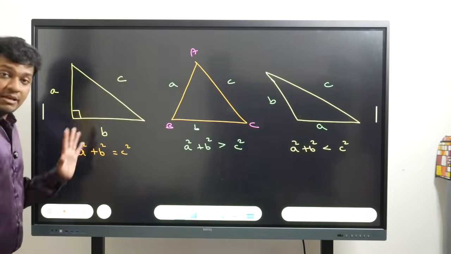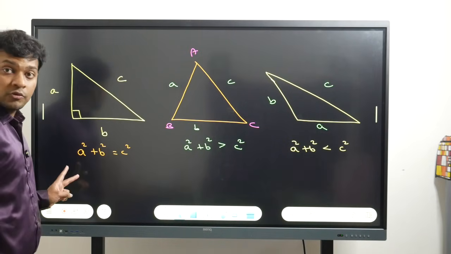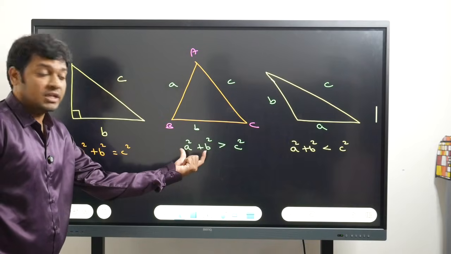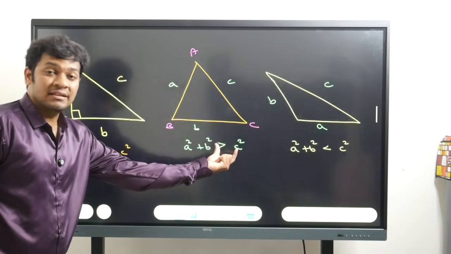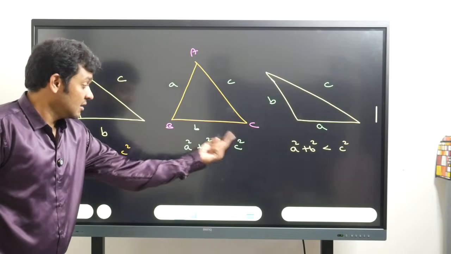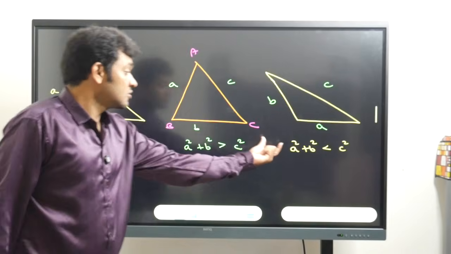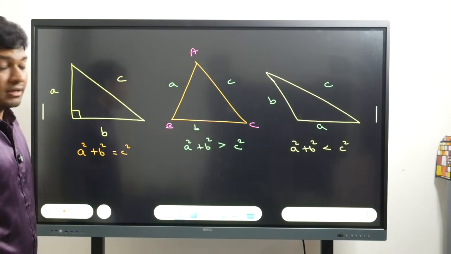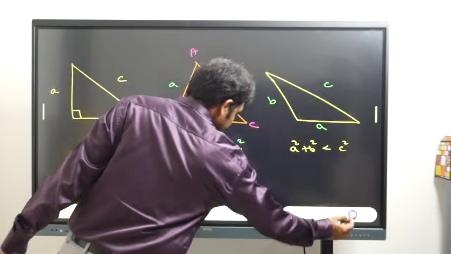So when the sides A, B, C are given, if the sum of the squares of two sides is equal to the square of the third side, it's a right angle triangle. If the sum of the squares of two sides is more than the square of the third side, or the greater side, it's an acute angle triangle. If the sum of the squares of the smaller sides is less than the square of the longer side, it's an obtuse angle triangle. That is based on sides.